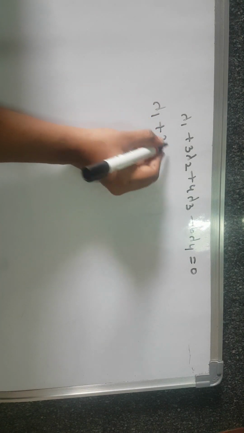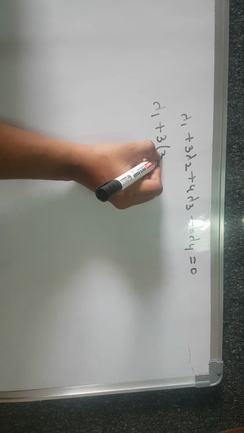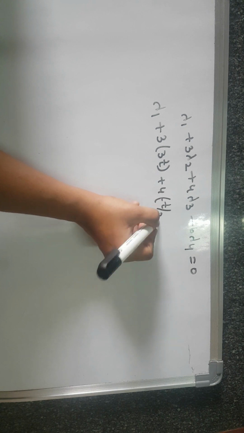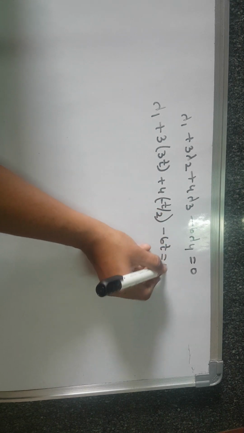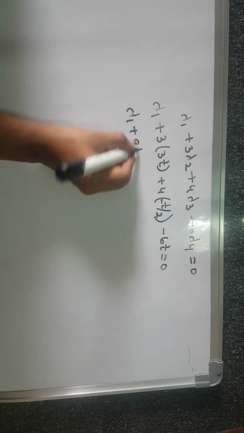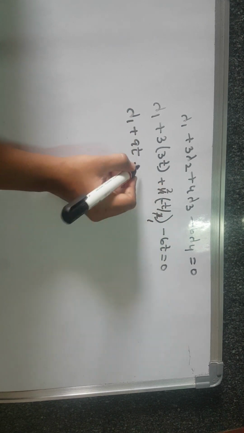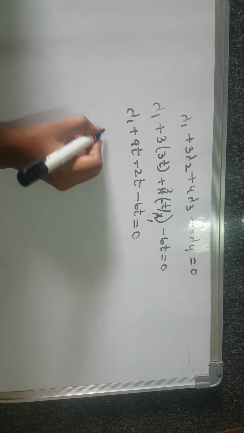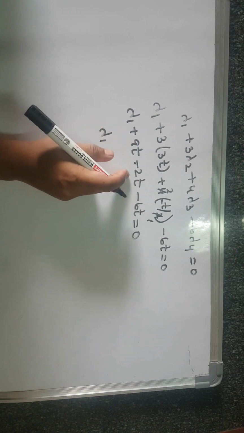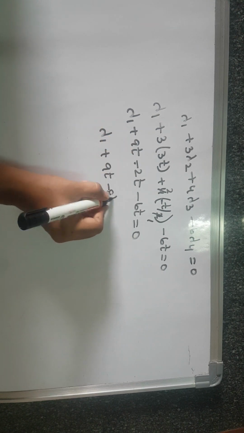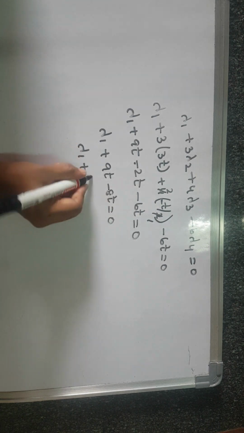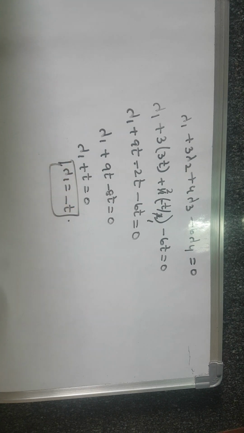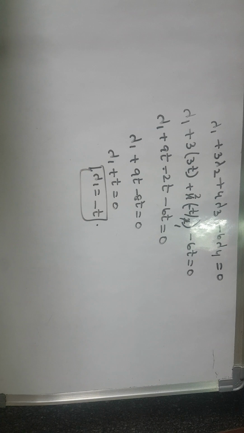Lambda 1 plus 3 into what is the value? We got lambda 2 value 3t, plus 4 into lambda 3 value, minus t by 2, minus 6 into t equals 0. Means lambda 1 plus 9t, 4 into minus t by 2 is minus 2t, minus 6t equals 0. So lambda 1 plus 9t minus 8t equals 0, means lambda 1 plus t equals 0. What is the value of lambda 1? Lambda 1 value is minus t.